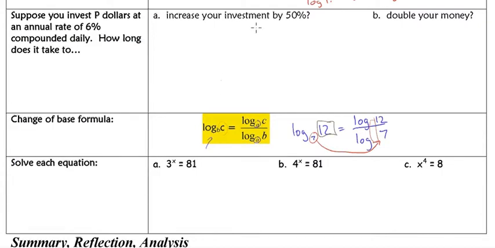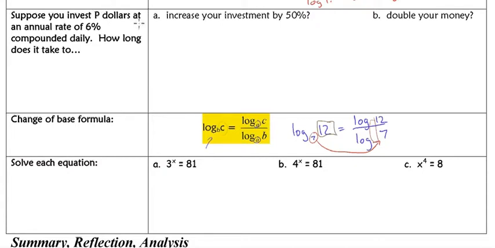All right. So suppose you invest P dollars at an annual rate of 6% compounded daily. How long does it take to increase your investment by 50%? And then B, how long does it take to double your money? So let's head on through that.